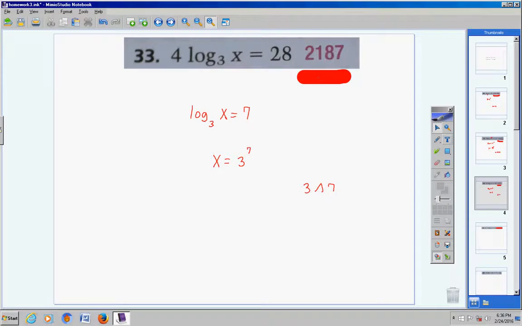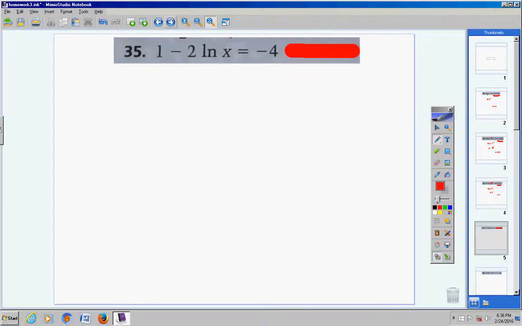Now we've got to check that in our answer. So where x is, I put 2,187. When I do that, do I have a positive or a negative argument? Obviously positive, so we're good. You never want a negative argument. Okay, moving on to number 35. Step 1, isolate the logarithm.